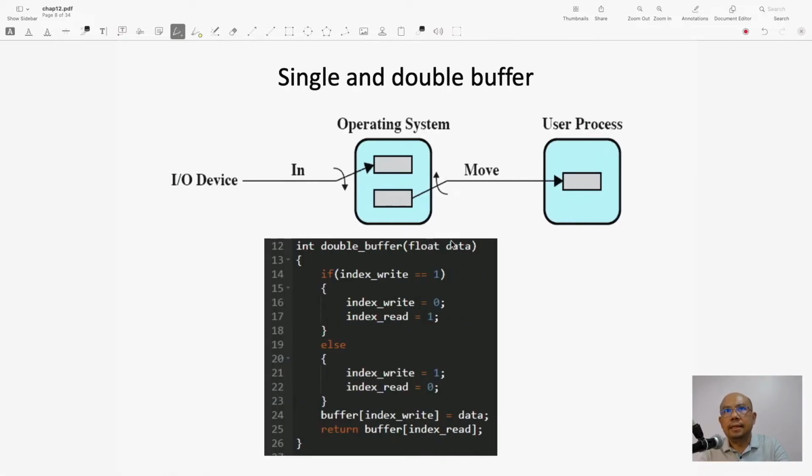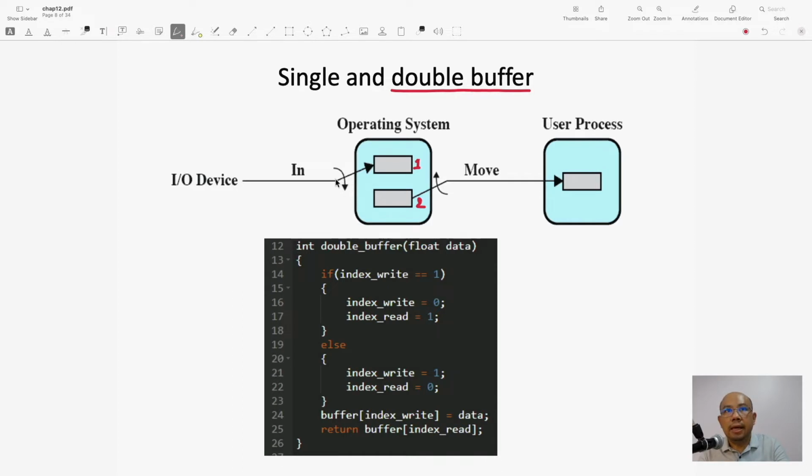Next, I show you the double buffer. By the double buffer concept, inside the hardware or the software there are two buffer locations. Here is the first buffer and here is the second buffer. The buffer has a mechanism for reading and writing using two pointers or two indexers.